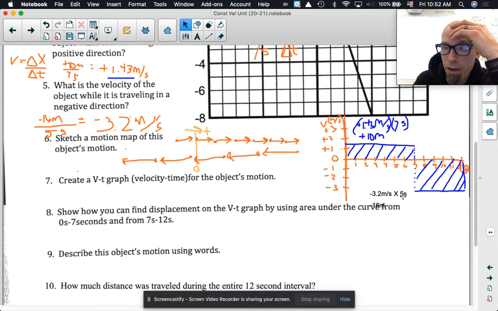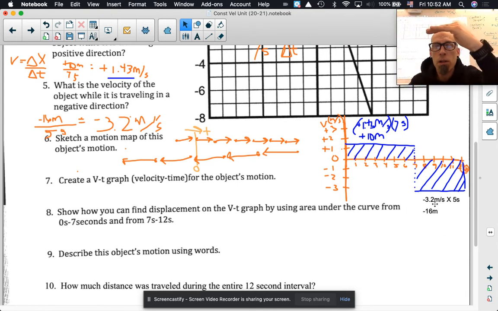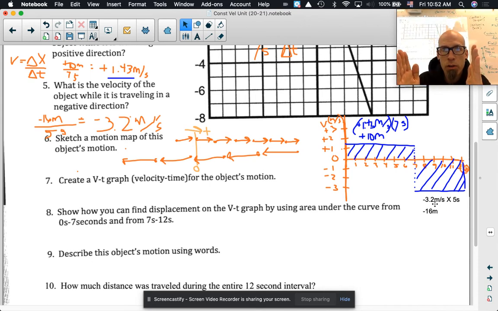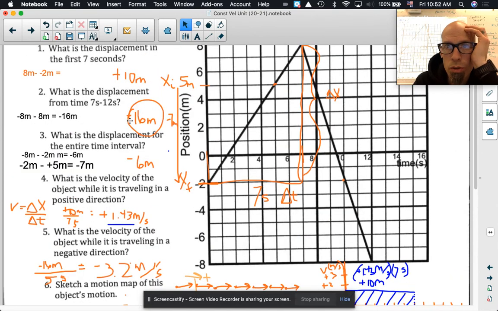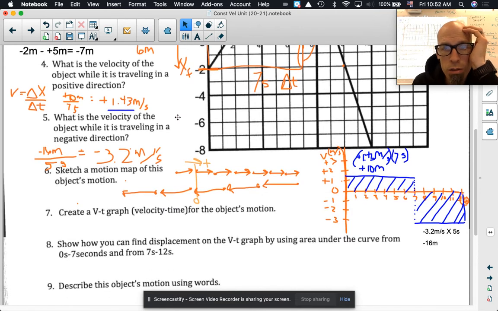That is the area under the curve on this segment. It's the height of the rectangle times the width of the rectangle, which is the area under the curve. The same thing we found earlier in number 2. That's how area under the curve works. It's just dimensions of a rectangle.